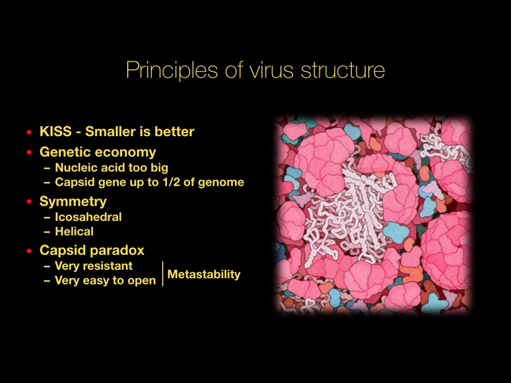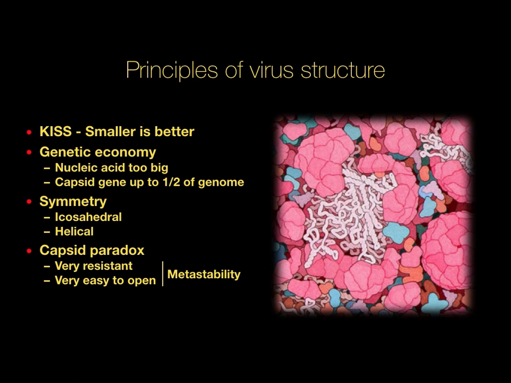Genetic economy is what I was telling you about before. The nucleic acid is going to be too big for having a single protein to protect it, so they need to make different subunits that are going to assemble together. And in some cases, the capsid gene can make up to half of the genome. And because of the difference between the size of the protein and the size of the nucleic acid, as the nucleic acid gets larger, we're going to be needing more and more subunits as the genome gets larger.